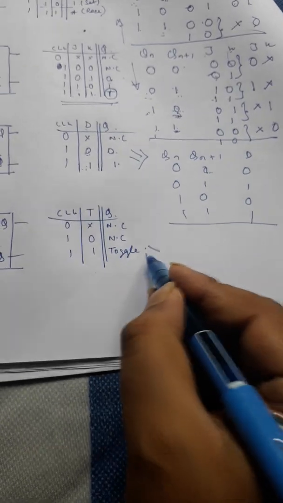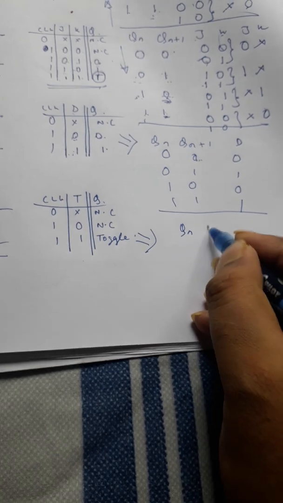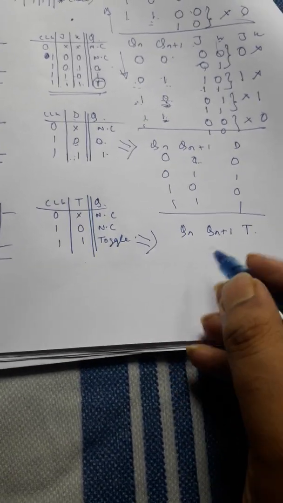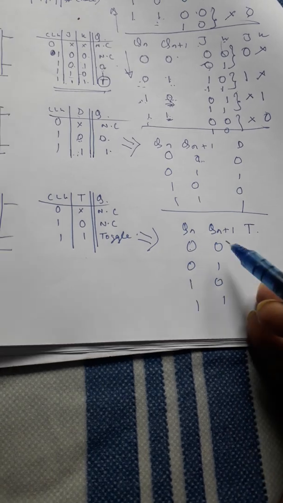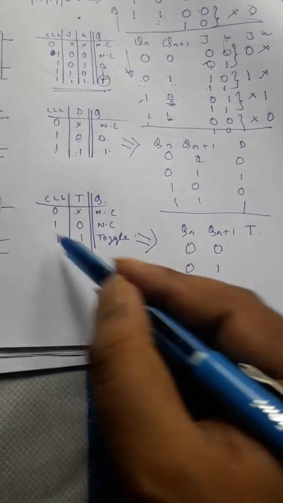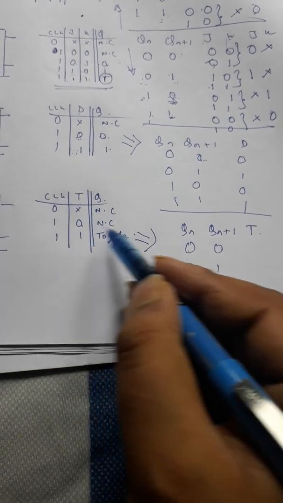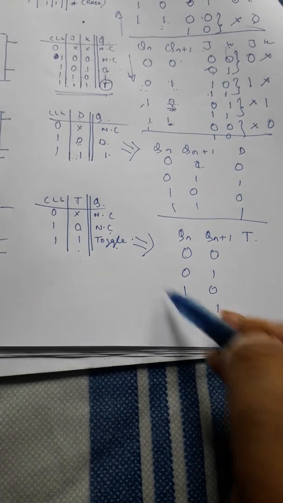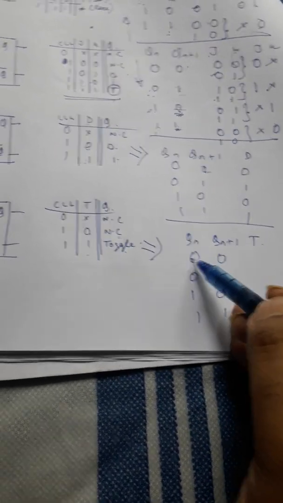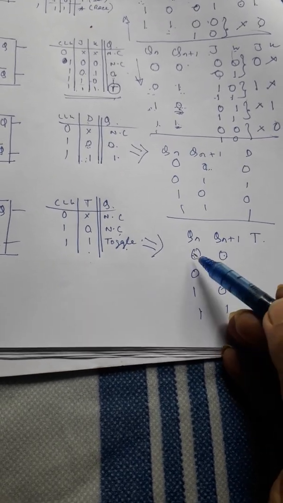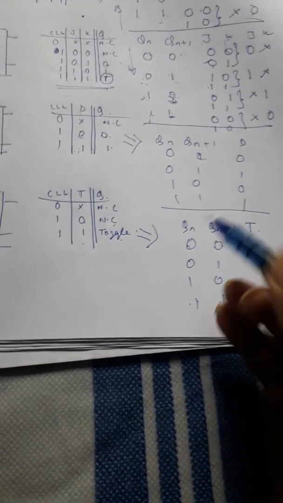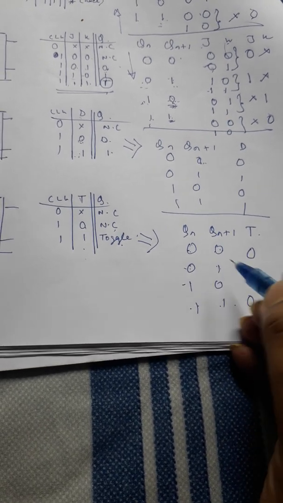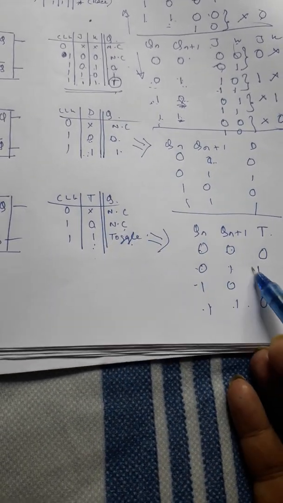Now let us go to the excitation table of T flip flop. Qn plus 1 T. See 0 0 0 1 1 0 1 1. This is also very easy. See 0 to 0, two conditions are there. In case of T flip flop, we can see if T remains 0, it is no change. If T remains 1, it is toggle. In case of this table also, we have these two conditions. 0 0 means no change, 1 1 means no change. So if we want no change, then the T input has to remain 0. And if we want toggle, then the T input should be 1, right? Fine.